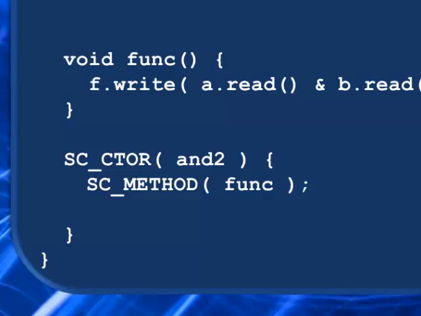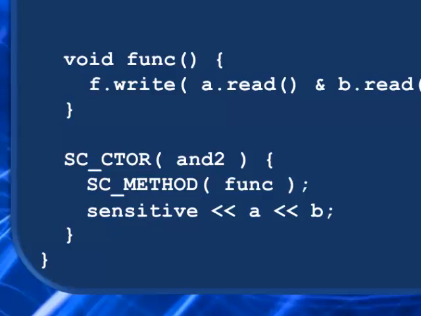Next, we want to specify the sensitivity for this SC method. Well, since A and B are the input signals to our function, we want the SC method to execute whenever those signals change value. So on the line directly after SC method, we add a line using the keyword sensitive, followed by the list of sensitive signals separated by left shifts.